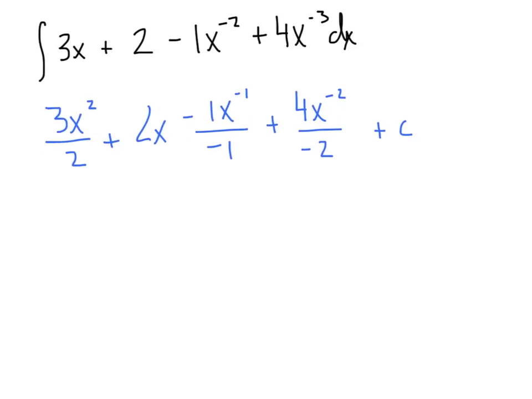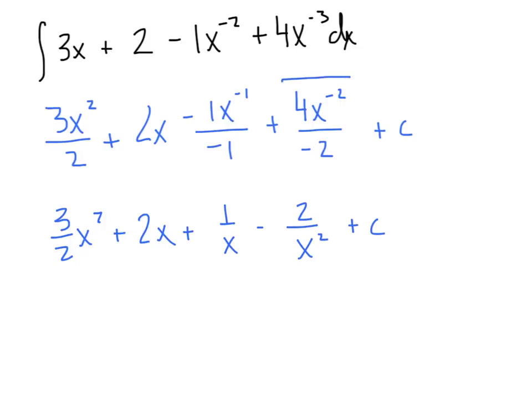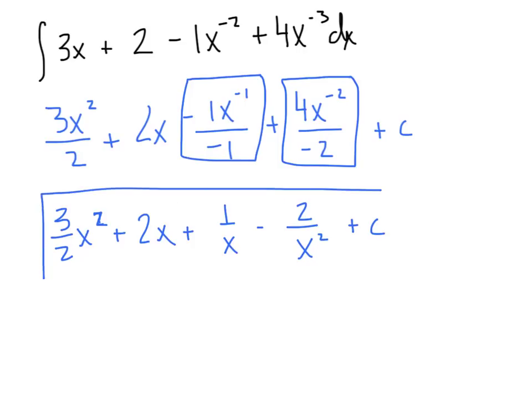And down the home stretch we come. Let's see, we got 3 halves x squared plus 2x. Looks like plus 1 over x and minus 2 over x squared plus c. You know, if we have any questions about how to clean up some of these terms with their negative exponents and stuff, just give me a holler tomorrow and we'll work on reviewing some of those basic skills. But I think right here I've got my best version of my cleaned up answer, my antiderivative.